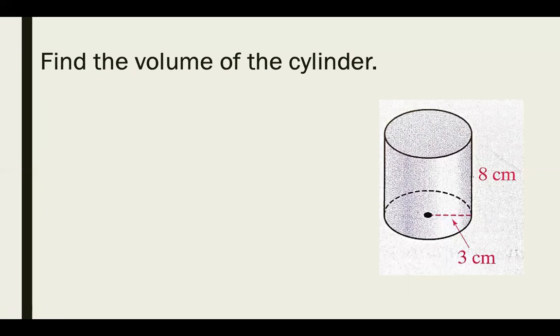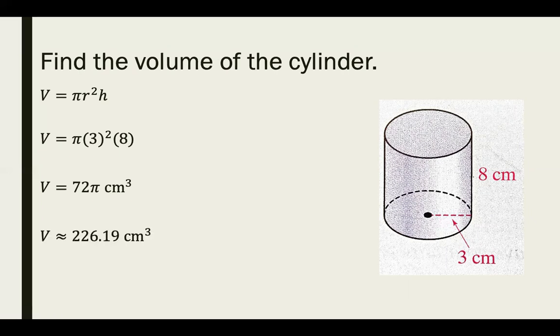All right, so for this cylinder, we've got a base with radius 3 and a height of 8. So we just plug that stuff into our formula. 3 squared is 9 times 8 is 72. So we get 72 pi centimeters cubed, which is approximately 226.19.